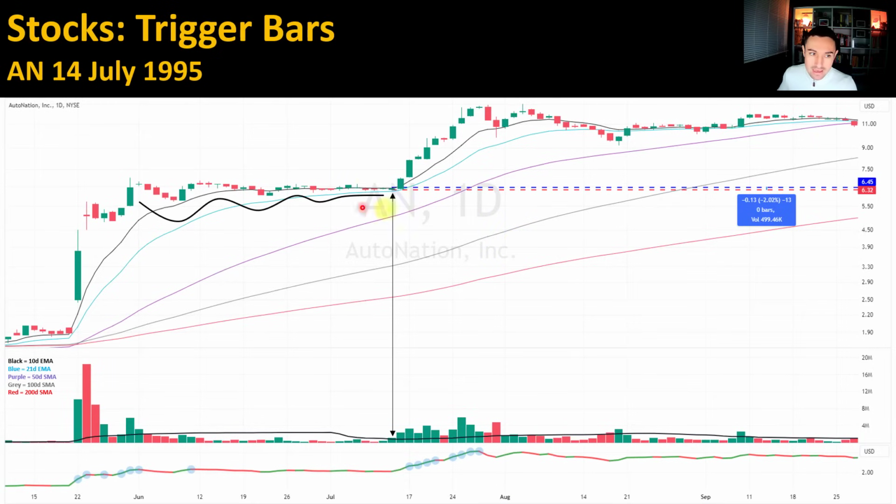Okay, AN, okay? Remember this here, okay? What follows contraction? Expansion. Where do you see the contraction? On the black line. Look how the volume dries up. Now, this is quite key here as well. Huge volume can signal a lot of interest.